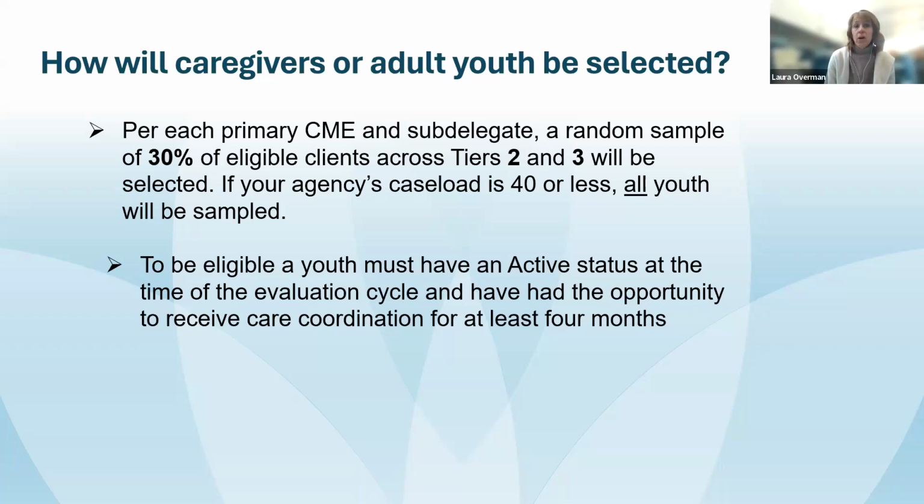And again, I said not all, because if the number of eligible clients is greater than 40, we will take 30% of that number. So if it's 41 clients, we will take 30% of 41. If the caseload is 40 or less, all youth will be sampled. And we are not including Aetna tier 1, it's just tiers 2 and 3.